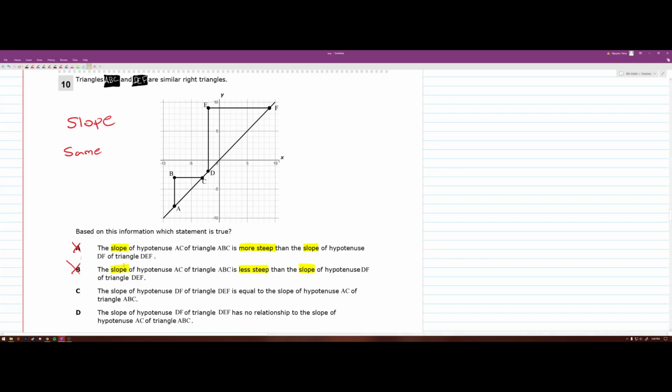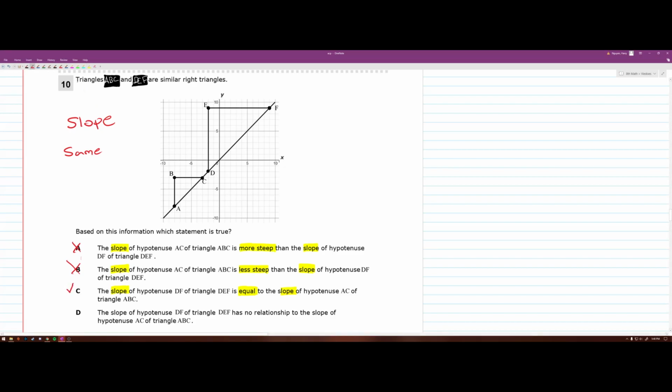C, the slope of hypotenuse DF of triangle DEF is equal to the slope of hypotenuse AC of triangle ABC. So it says slope, and then right here it says equal. And if you think about it, the word equal means the same, right? They're going to be the same on both sides. So this is most likely your answer. I'm going to put a check mark there.